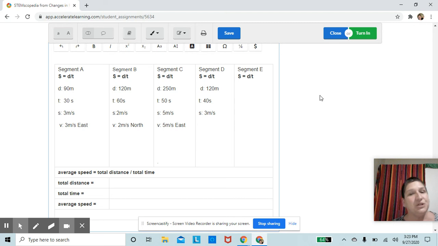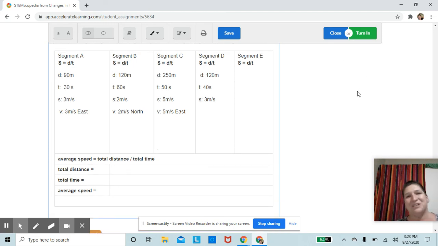So what you're going to do for your STEM scope activity right here is you're going to add all of your distance together, including E, which you're going to do on your own, and you're going to divide that by all of the time added together. So add all your distance, come up with a number, add all your time, come up with a number, and then simply divide it. That's how you find average speed.